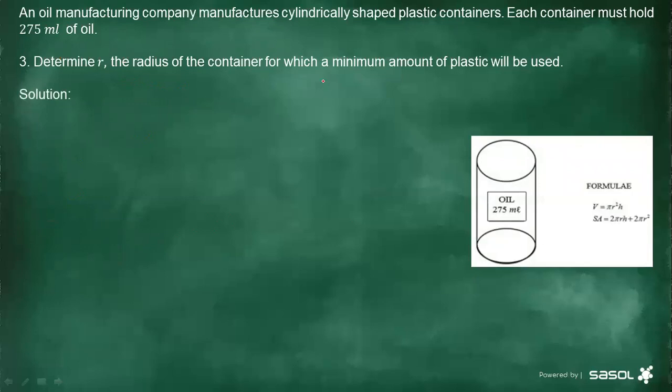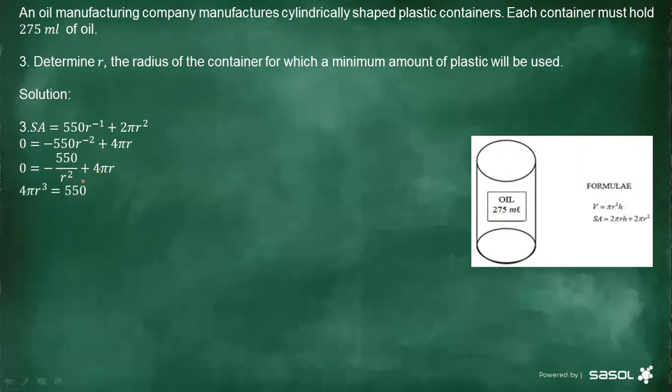Determine the radius of the container for which the minimum amount of plastic can be used. You write what you've obtained for the surface area, and from there you apply the rules of differentiation and derive it. Then you write this one with the positive exponent, as we're having exponent 2 there. Now you are solving for the value of r, so you multiply each term by the denominator of this fraction, which is r squared.